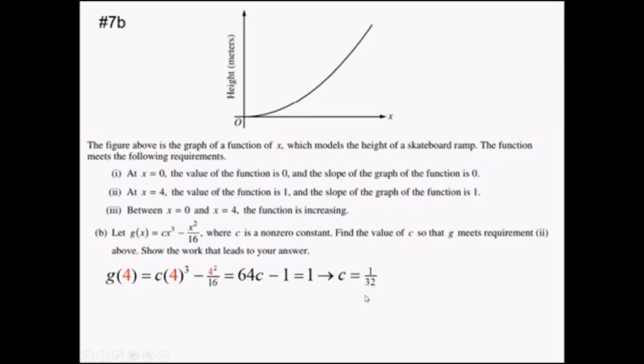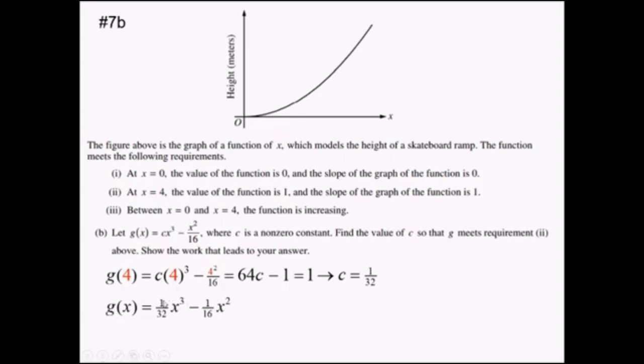Now we found our c value, but we haven't actually proven that it meets the whole condition. All that we've shown is that it gives us the function value, but not the slope. So just like before with part A, we have to go ahead and figure out g prime, and then see what happens if we plug 4 into that. Before I do that, let me rewrite the g function with 1 over 32 plugged in. So I can write this as 1 over 32 x cubed minus, we'll say 1 over 16 x squared, just to make it a little easier to use my power rule. And now let me find g prime for this.